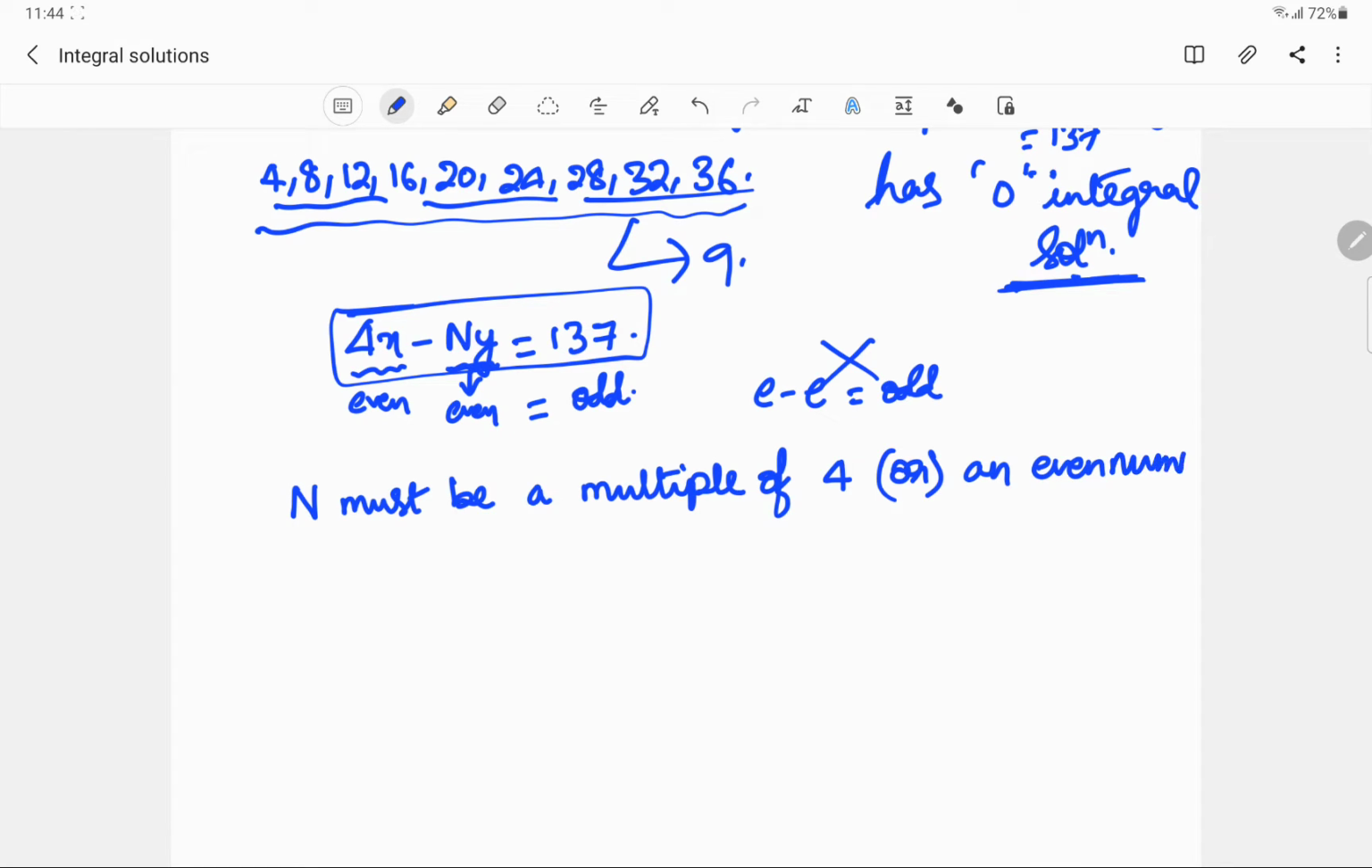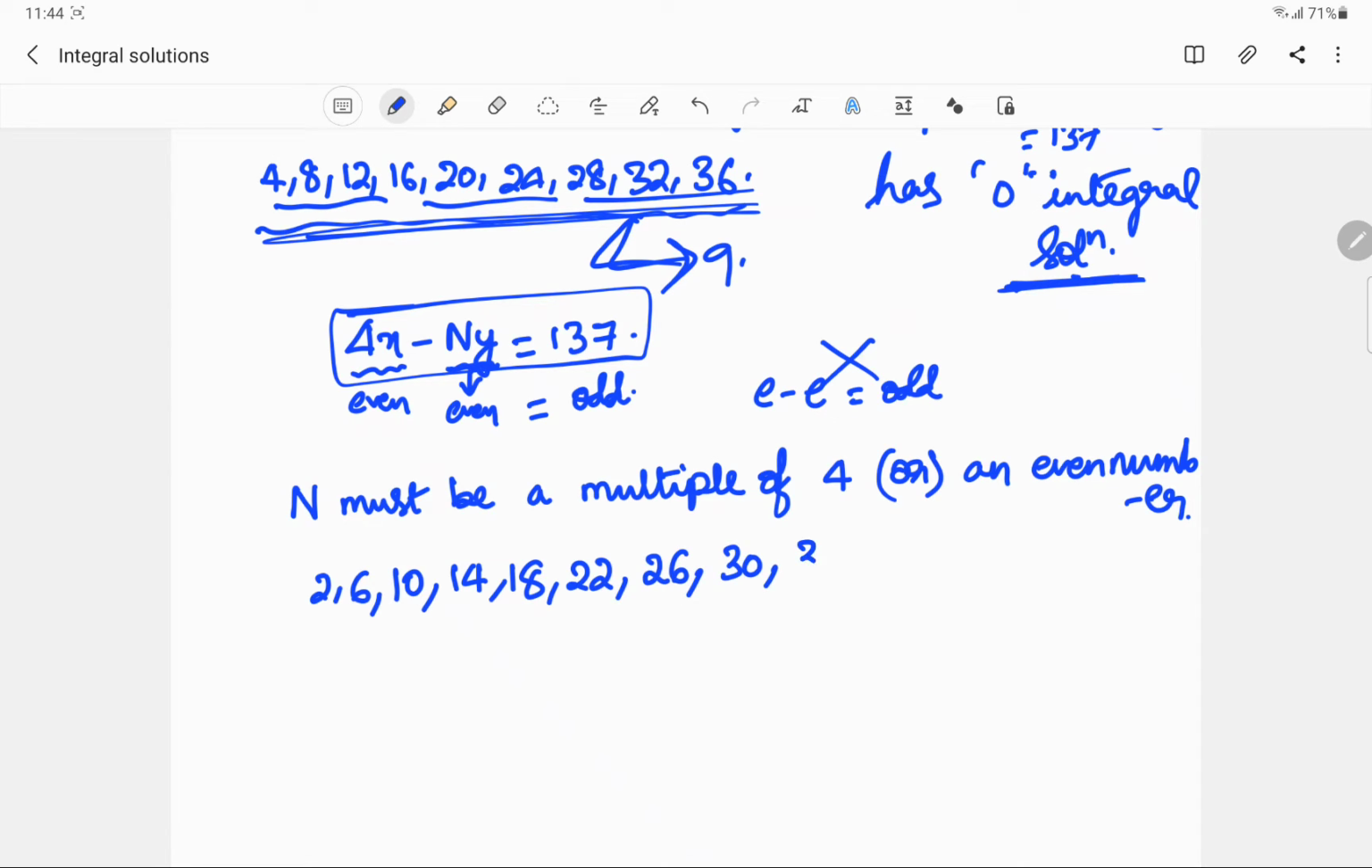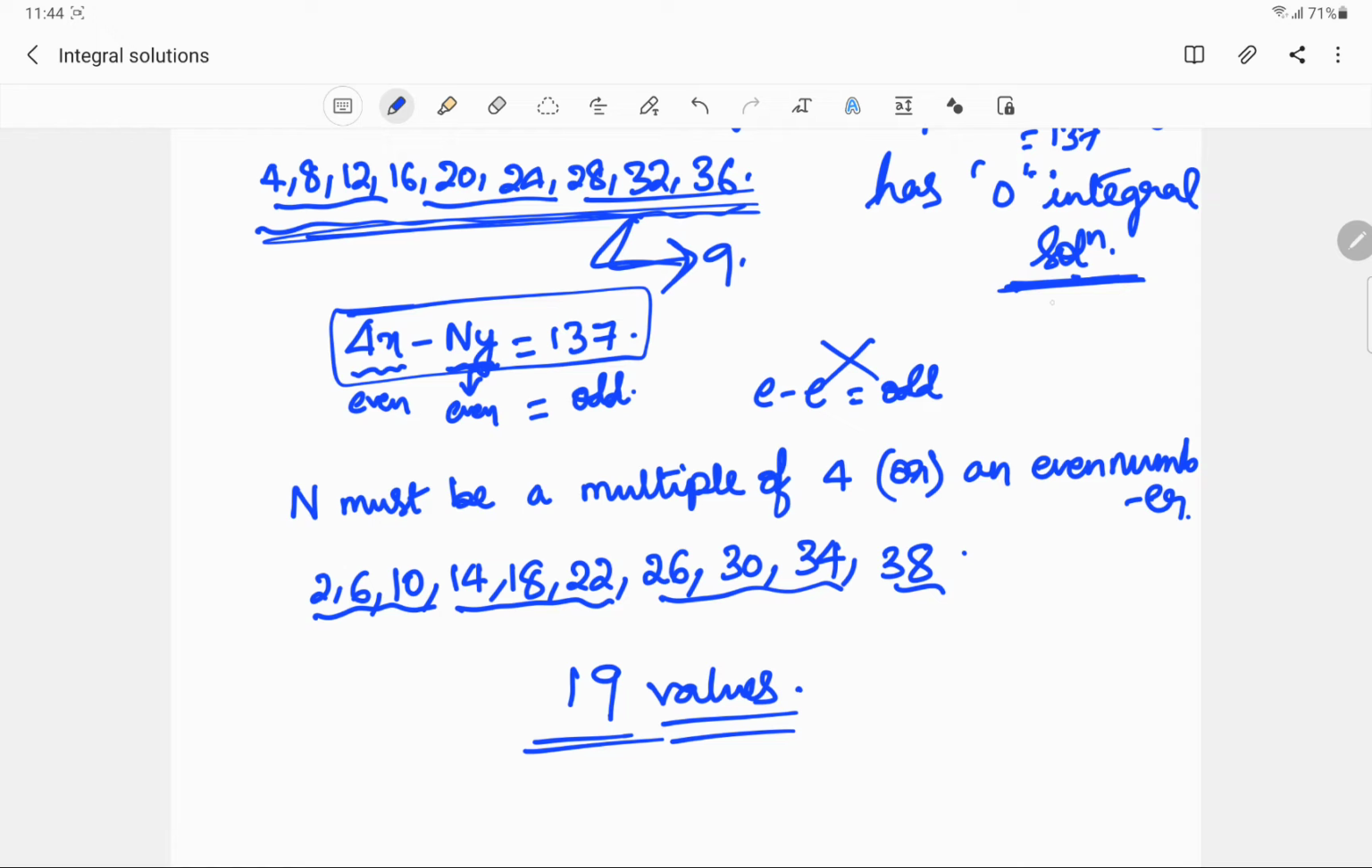That means n can take the values 2, 6, excluding the values already counted, because these 9 have already been counted. 2, 6, then 8 is taken, so 10, 14, 18, 22, 26, 30, 34, 38. This is 3, 6, 9, 10. Total 19 values it can take for this equation to have zero integral solutions.